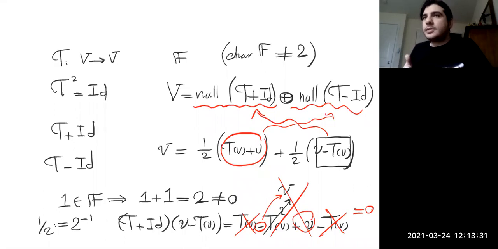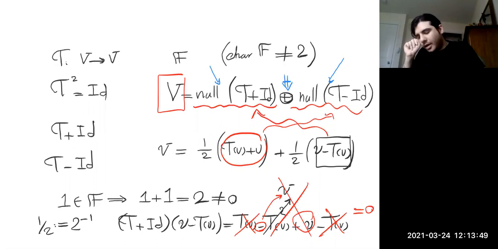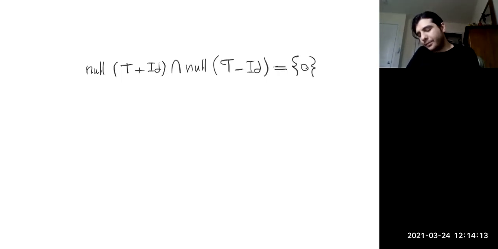This is the first part. It shows me any vector inside this vector space V can be written as sum of two vectors, one of them inside this space and the other one inside the other space. Now I want to show this is a direct sum, right? From the definition, we need to show, or we can show, their intersection is 0. So I'd like to show null of T plus identity, intersection null of T minus identity, is just 0.